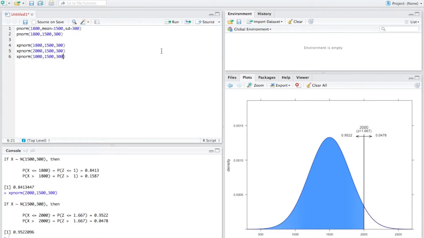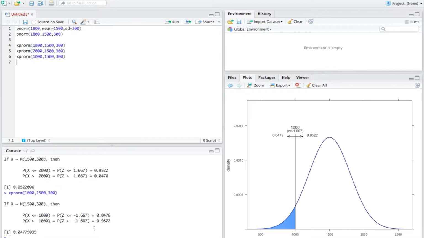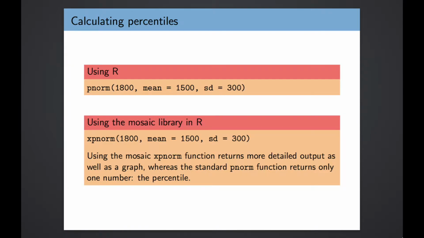Oops, let's run that. So if I have a score of 1,000 on the SAT, we find that that is only at about the 4.8th percentile. So only about 4.8% of people who took the SAT score lower than that in this distribution, and about 95% of people score higher than that.